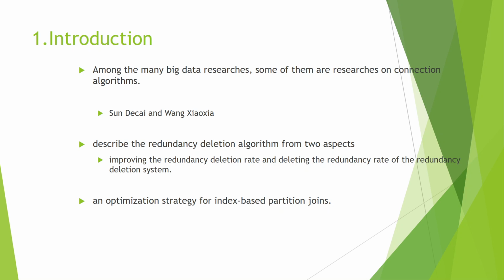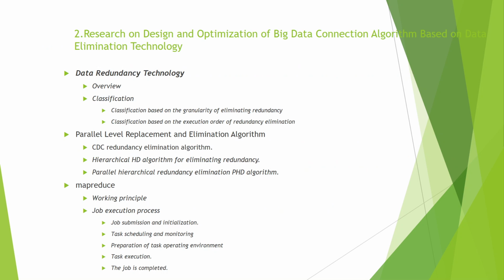11-12. Classification based on the execution order of redundancy elimination, according to the time at which redundancy elimination is implemented. It can be divided into online redundancy elimination and redundancy elimination post-processing. Online data redundancy elimination is about eliminating data redundancy before writing data to disk.